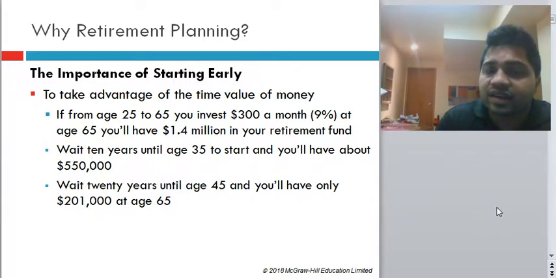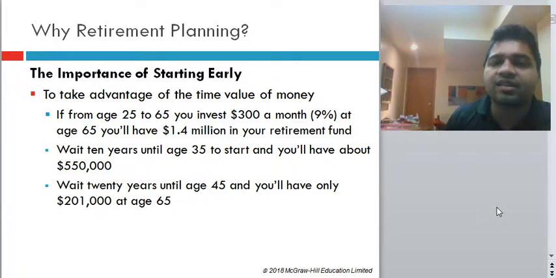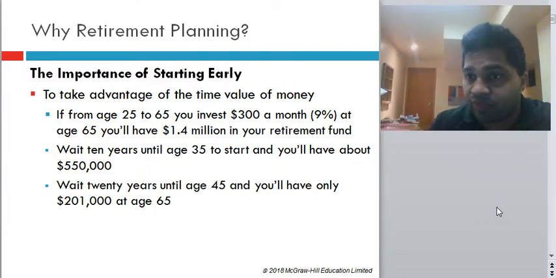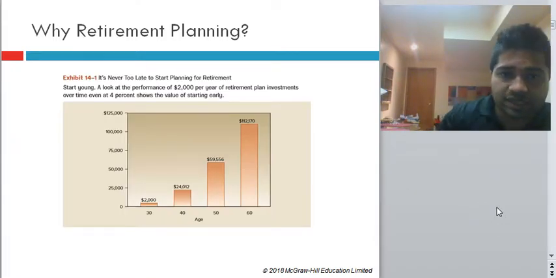To take advantage of the time value of money: if you start at the age of 25 and invest $300 a month until 65 at a 9% interest rate, you will have 1.4 million. But if you wait for 10 years, you have half a million. And if you wait for 20 years to start planning, then you will just have 200,000. So the most important thing when planning for retirement is time. The earlier you start, the better it is. This is another look at how much a $2,000 investment grows. So time is extremely important.